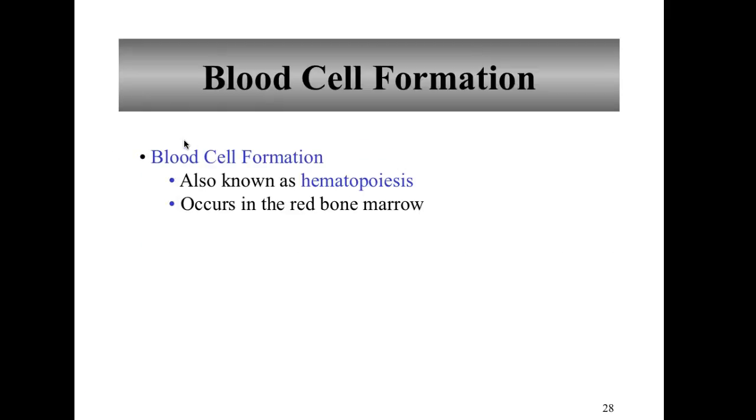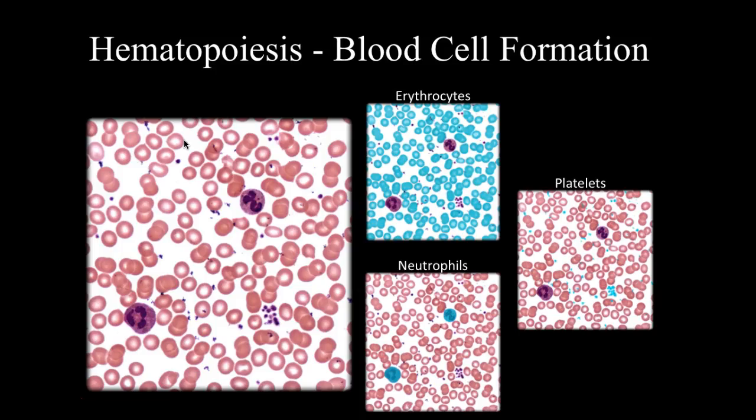We also have blood cell formation. Blood cell formation is hematopoiesis. It occurs in the red bone marrow. That's where you have blood cells forming. So all blood cells are formed in the red marrow of certain bones. Here's hematopoiesis, blood cell formation.